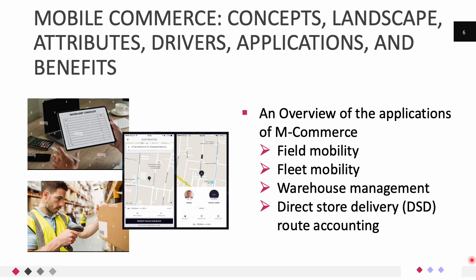Everything updates automatically. The last one is DSD, which is direct store delivery. Think of a drink vendor restocking 7-Eleven. With mobile apps, they can process payments, check the stock levels, and even print the receipts on the spot. It saves tons of time, right? So again, m-commerce is not just for shopping. It's making business smarter, faster, and more efficient.